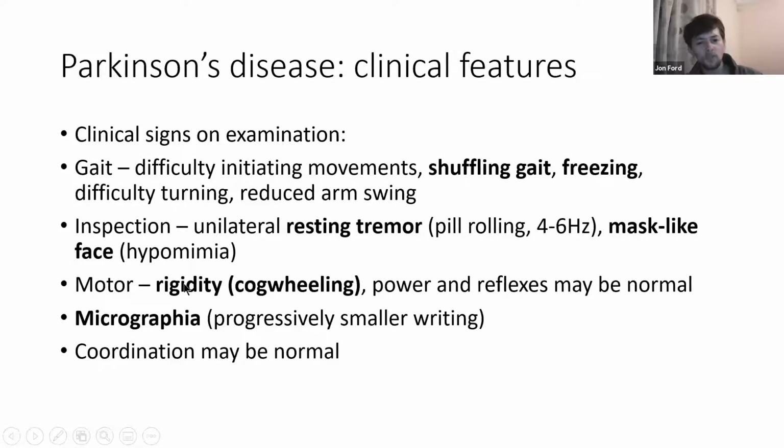And then they've got this rigidity, which I'm sure you're aware of, cogwheeling, which is just that term that means rigidity with the tremor superimposed on top of it. And often the power and reflexes are normal. Micrographia is a useful phrase to remember, and that's just when the writing gets smaller, they'll often complain of that. And coordination is often normal.